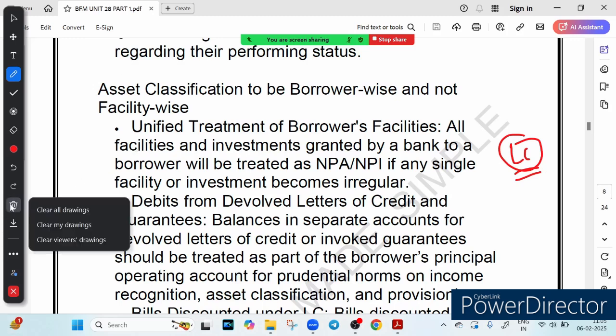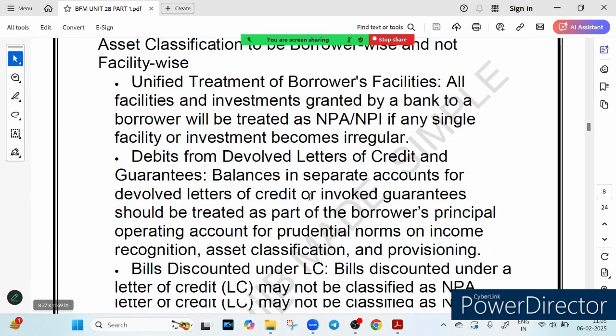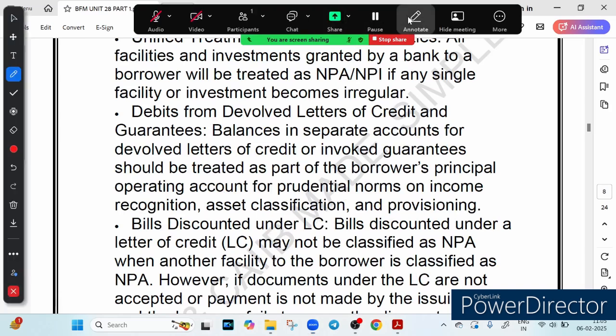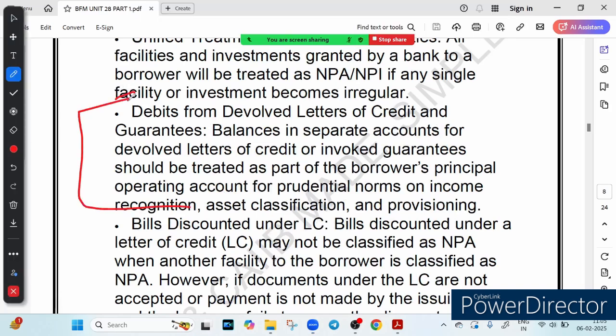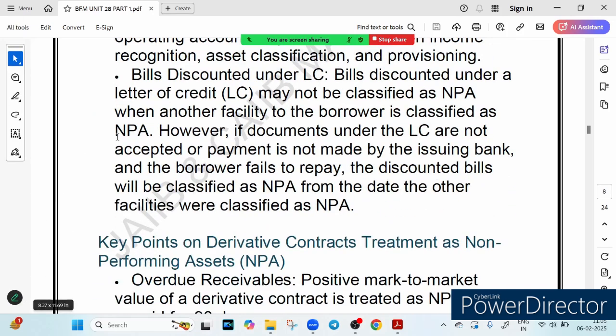Just wait a minute. So here we are talking about this point, debit from... yeah, here it is. So in simple words, we can say it does not matter where the money is, it all counts together when it comes to classifying whether the account is NPA or not, right? Now let's talk about bill discounted under LC.